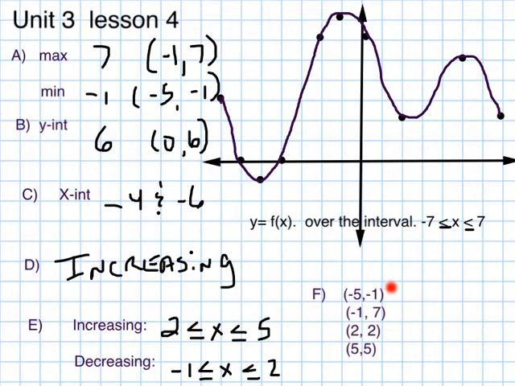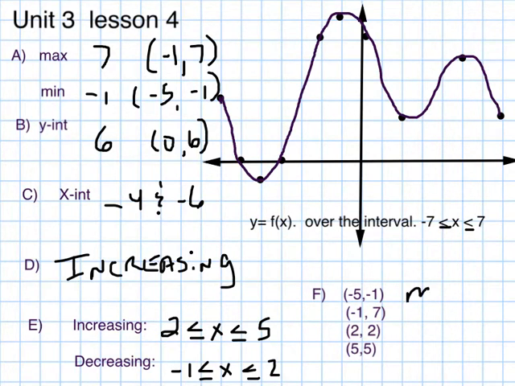So we want -5, -1. That's this point right here. What do you guys think? Definitely at the bottom. It turns and goes back up. So that's going to be a minimum. This guy right here from -1 up 7, we already know is our max. Then they've got 2, 2. Once again, it's at the bottom of a curve, so that's going to be a minimum. And this guy's going to be at the top. He's going to be a max. So we can fill those answers in just like that.